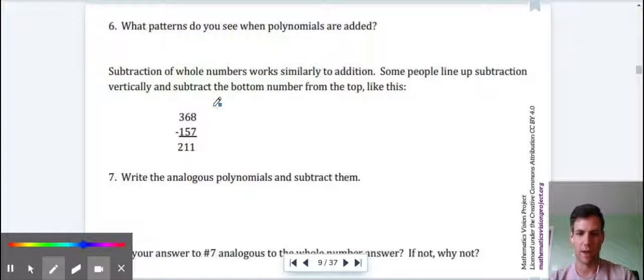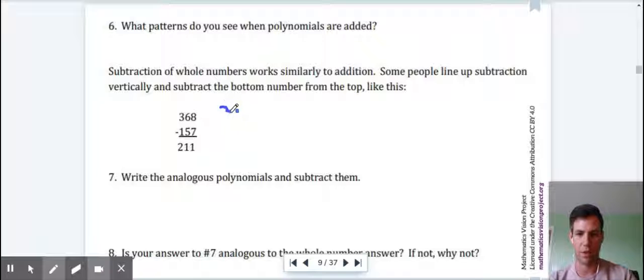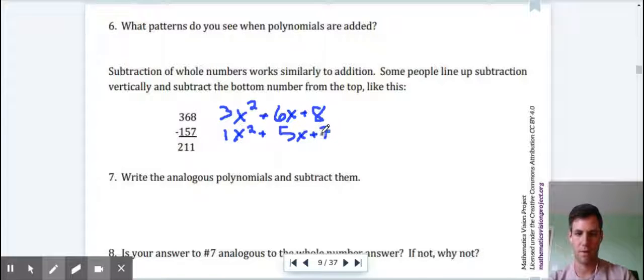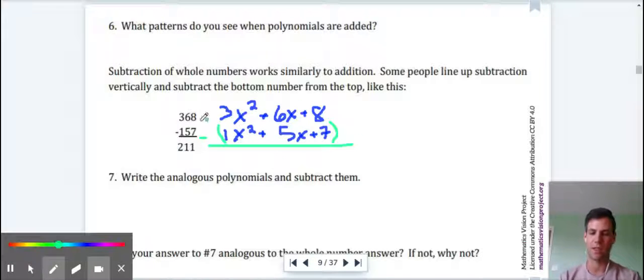So we could write it for number 7 as 3x squared plus 6x plus 8. And underneath that, we have 1x squared plus 5x plus 7. And if we are going to be doing a subtraction problem, we want to make sure we're putting that in so we don't forget we're doing subtraction instead of addition. So our problem would look like this, and you can see how similar it looks to the regular subtraction problem.